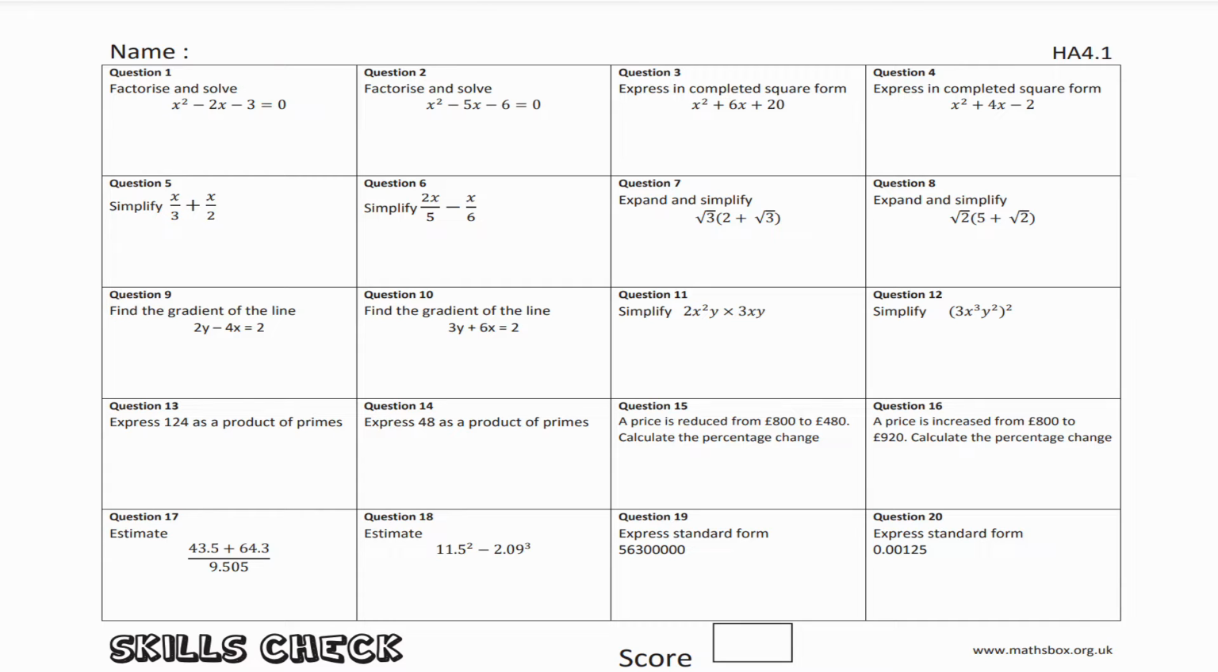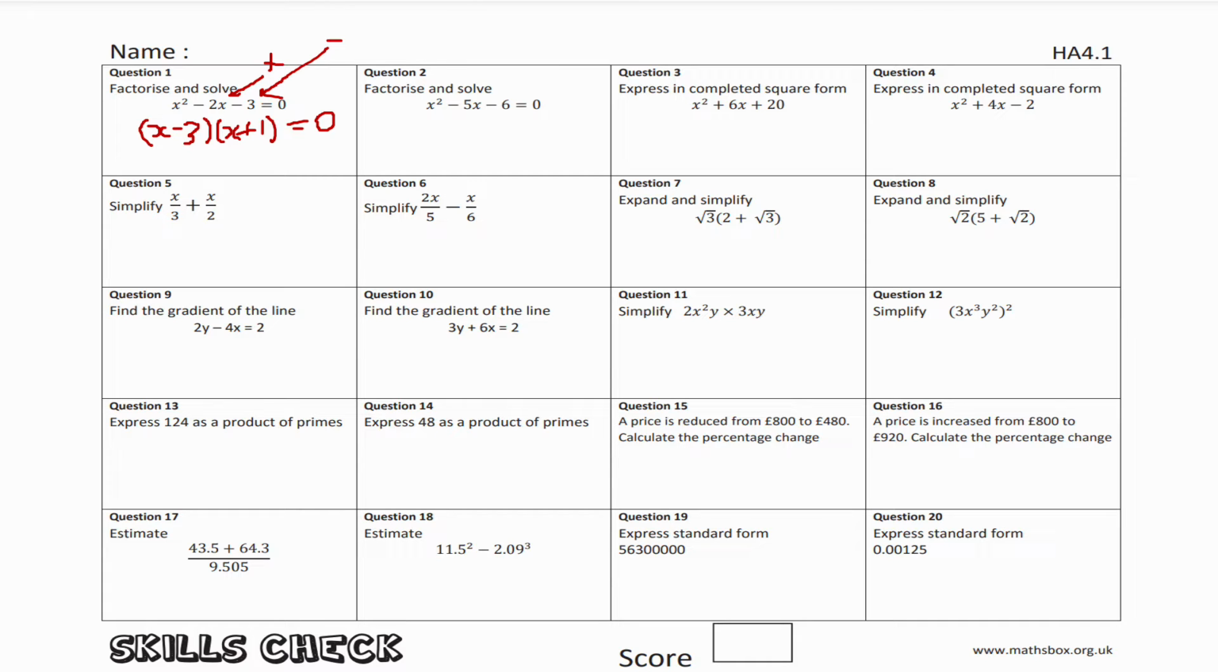This is question number 1. Factorize and solve this quadratic. X squared minus 2x minus 3 equals 0. So double brackets, guys. Double brackets equals 0. The first step is to put x and x, because x times x is x squared. I want two numbers that add to give me negative 2 and multiply to give me negative 3. So it's negative 3 and then positive 1.